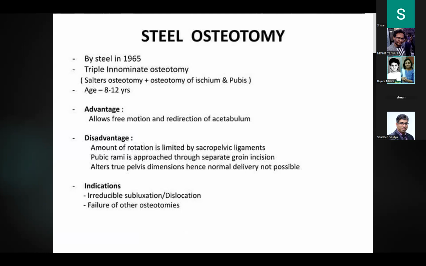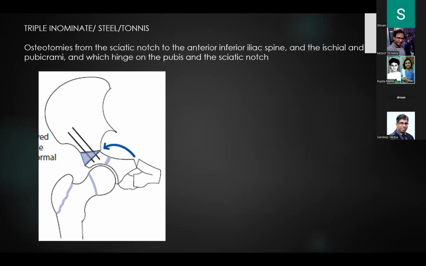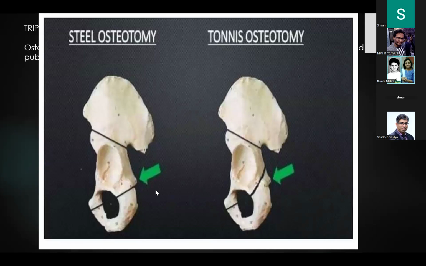So along with the standard Smith-Petersen approach, a second incision has to be taken medially, and it alters the true pelvic dimensions. So post this osteotomy, normal delivery may not be possible because the volume of the true pelvis may be affected. It is indicated in irreducible subluxation or dislocation and failure of other osteotomies. So here the osteotomy is from the sciatic notch to the anterior inferior iliac spine, and the ischium and the pubic rami are done, which hinge on the pubis and the sciatic notch.